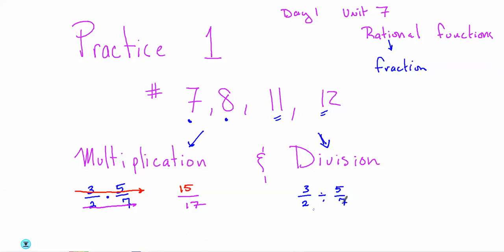Division, on the other hand, if you were to divide 3/2 by 5/7, what we need to do is to rearrange this according to KFC. Keep, flip, change. And what we're going to do is we will keep the first fraction just like it is. We will flip the second fraction, so this is going to invert itself to become 7 over 5. You could say multiply by the reciprocal.